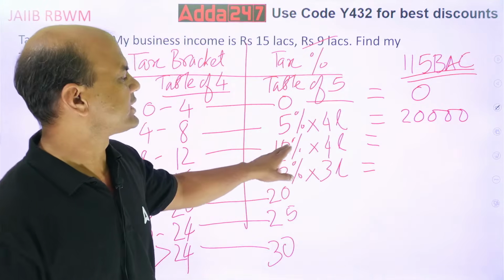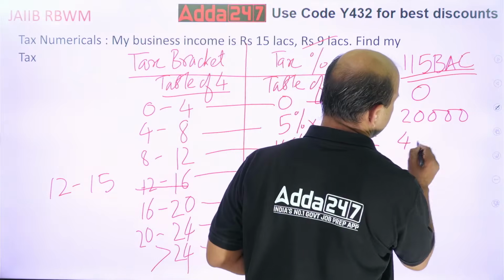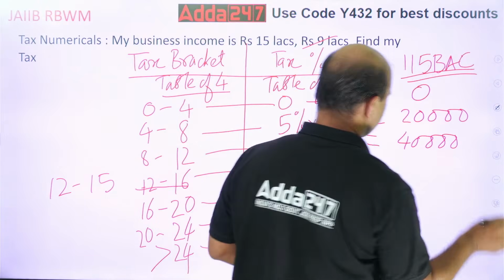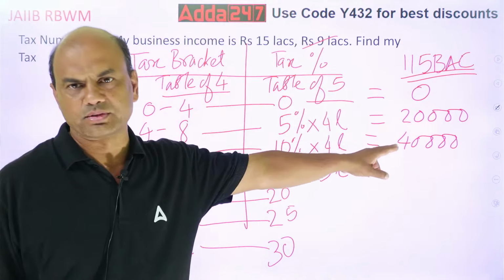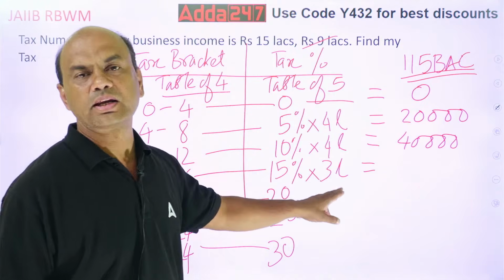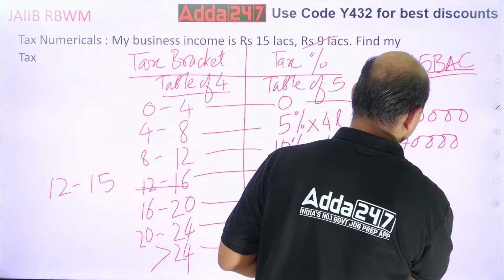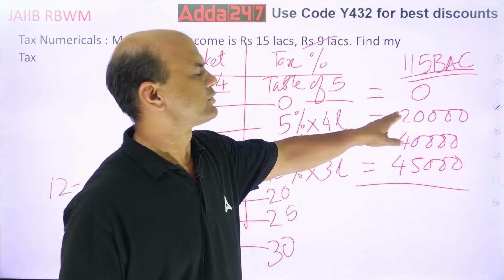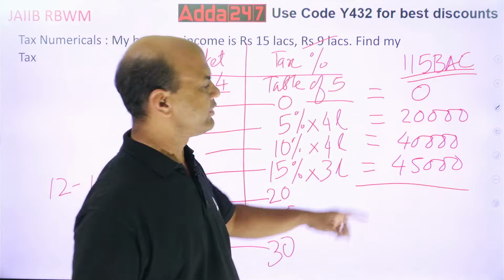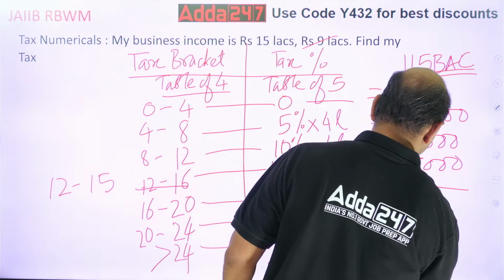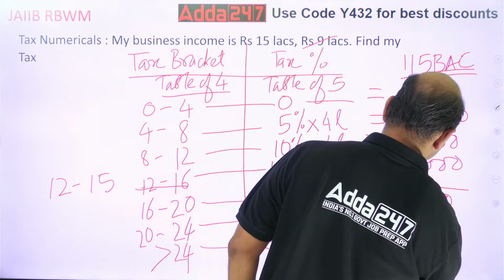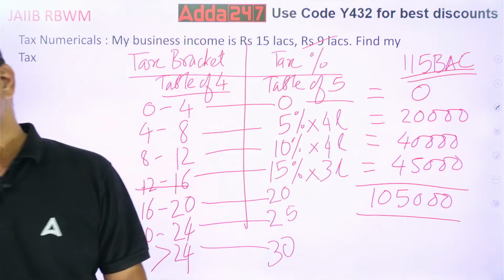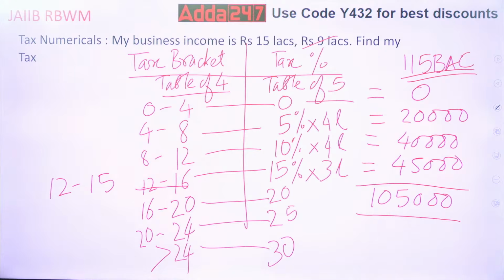Next, 10% into 4 lakhs. So 40,000. 15% into 3 lakhs, 45,000. So what is my total answer? 20 plus 40, 60. 60 plus 45, 105. So 1 lakh 5 thousand. This much is the tax I'll be paying. Very good. All of you have answered correctly? Yes, this is the tax I'll be paying.